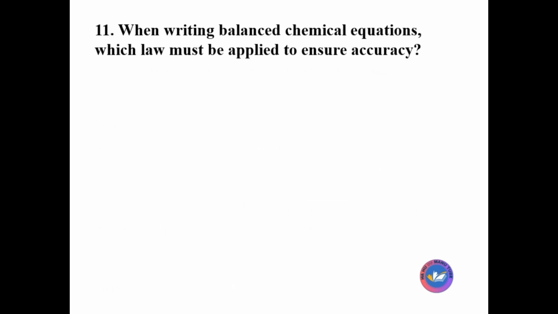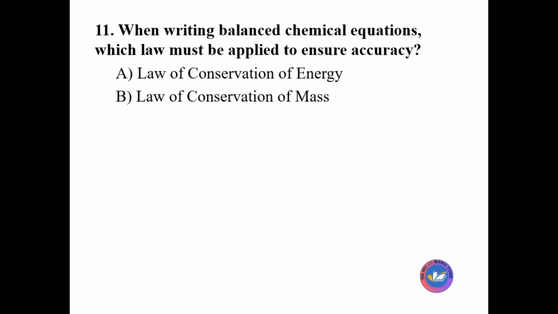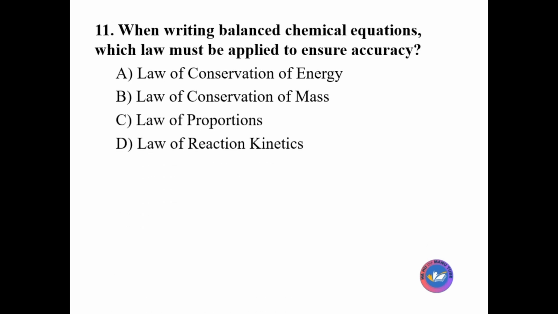Question number 11. When writing balanced chemical equations, which law must be applied to ensure accuracy? A. The law of conservation of energy. B. The law of conservation of mass. C. Law of proportions. D. Law of reaction kinetics.